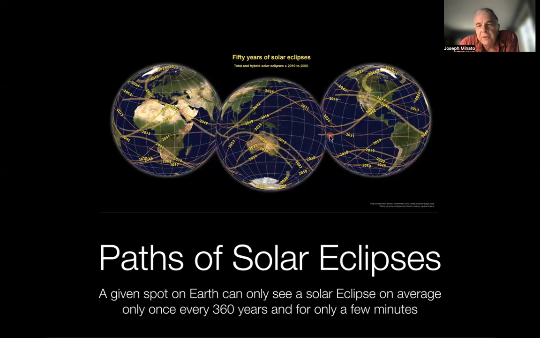And then there's one in 2024, just a few months from now, that goes through the United States, but at a different path, coming in here from Mexico and going up through like Newfoundland or so. You can see that when there's a solar eclipse, just a tiny little strip of the Earth experiences the eclipse. And oftentimes, since the Earth is mostly water, that's off at sea. A given spot on the Earth can only see a solar eclipse once every 360 years. It's a long time.